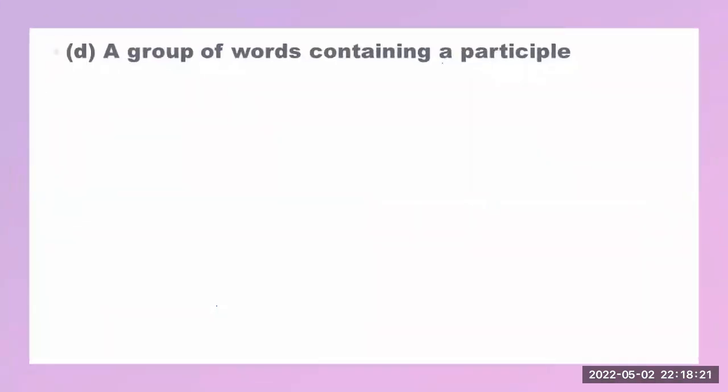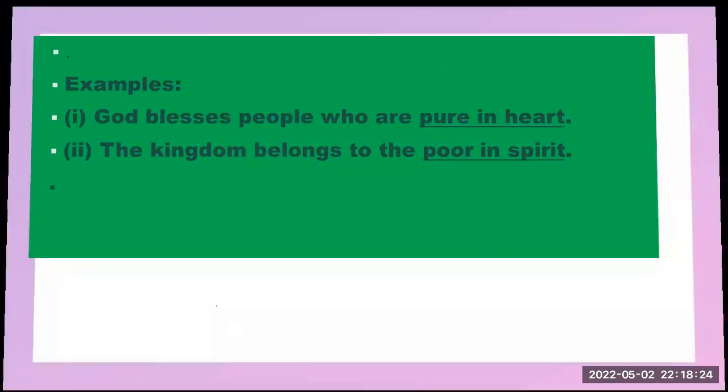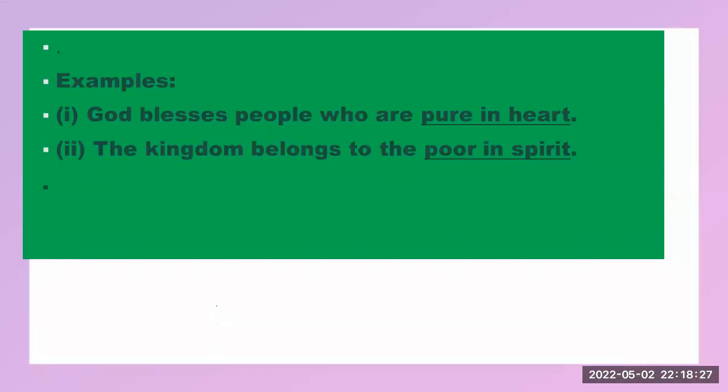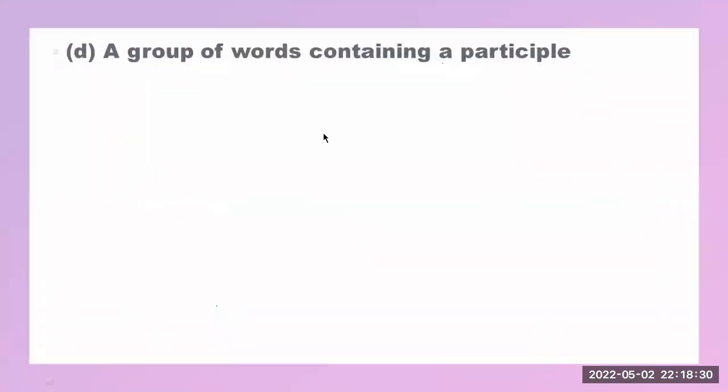Now, another type of grammatical structure that can form an adjective phrase is a group of words containing a participle. Now you need to understand what a participle means. You have two types of participles. You have the present participle, which ends in ing, is a verbal form. Then the past participle ends in ed or any other form that is equivalent to this.